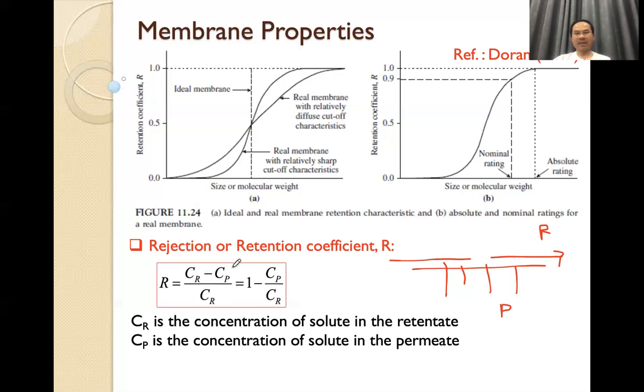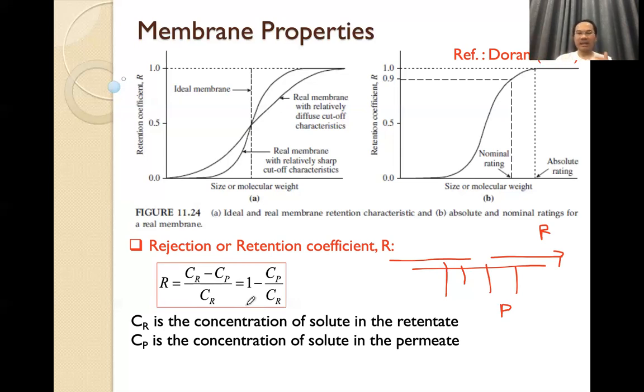R equal to Cr minus Cp divided by Cr. If Cp equal to 0, R equal to 1, what does it mean? All of the solute cannot pass through the membrane. It retains all solute.